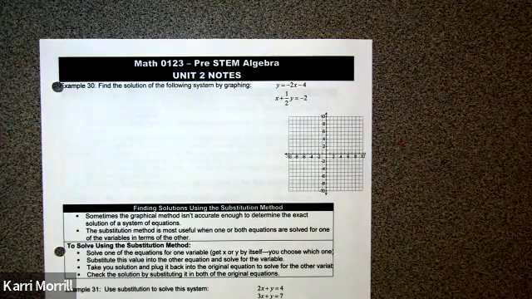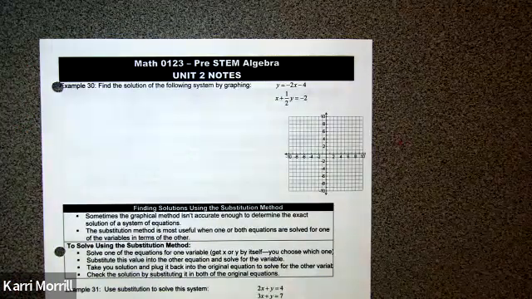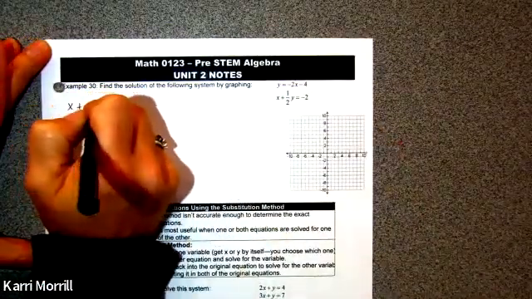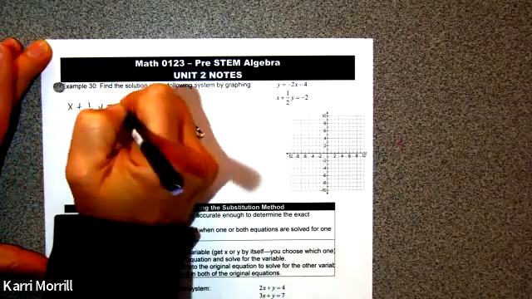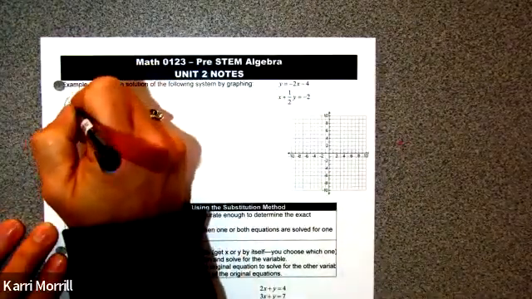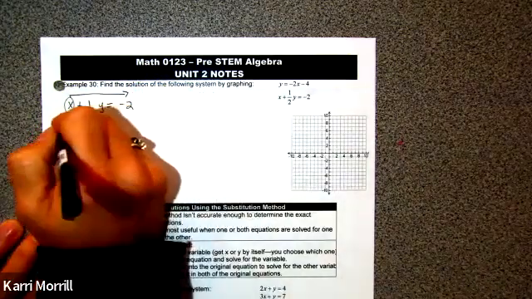So example 30 says, find the solution of the following system. See how they're in different forms? One already has the y isolated, the other doesn't. So they look different, don't they? So we've got to rearrange this one. This is why I have you rearrange your equations as the first step, not just because graphing is easier, but because of this example. So the first thing we would need to do is move the x over by subtracting it. So we would subtract x.